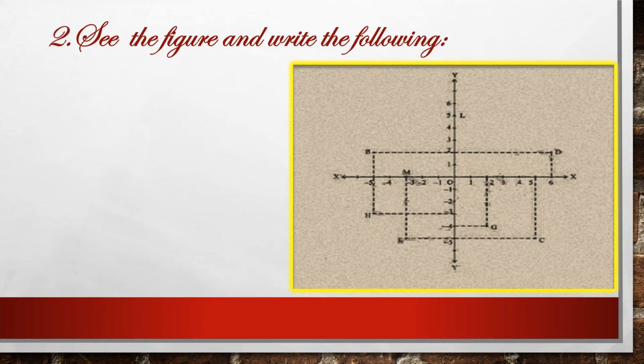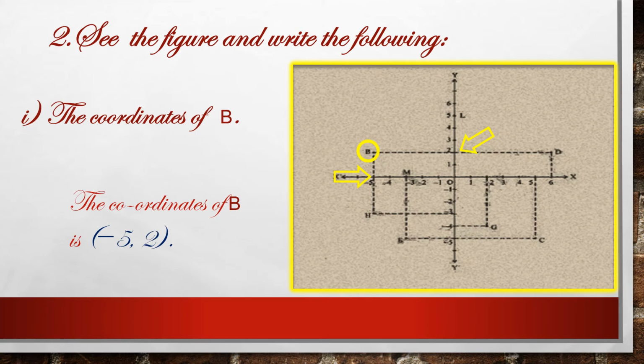See the figure and write the following. Now let us learn how to plot the points and how to mark the coordinates. The first question is the coordinates of B. First we should look at the x-axis. On the x-axis the line meets at -5, and then on the vertical axis, the y-axis, it meets at 2. So -5, 2.